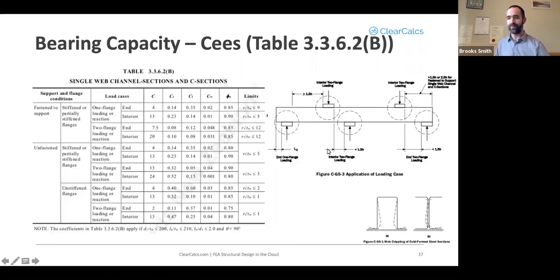I took this from the United States standard, but it's exactly the same provisions. And an end or an interior location refers to generally whether your support or concentrated load is within 1.5 times the height of the end of the beam, or whether it's greater than that. There are some additional limits to the validity of each of these rows. That's your corner radius divided by the thickness of the web. That's your last column here. You are supposed to be meeting these.